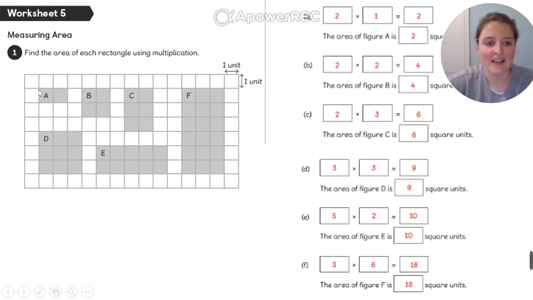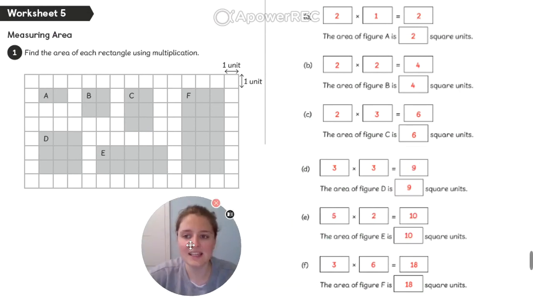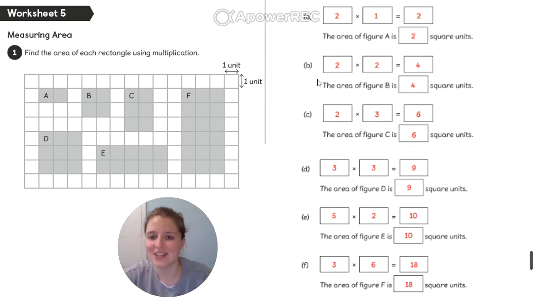So for A, the width is 2, as you can see here, and the height is 1, so the area is 2. The area of figure A is 2 square units. Okay. B is 1, 2, 3, 4 square units. C, 6. And the rest, as you can see here, all the answers are here.